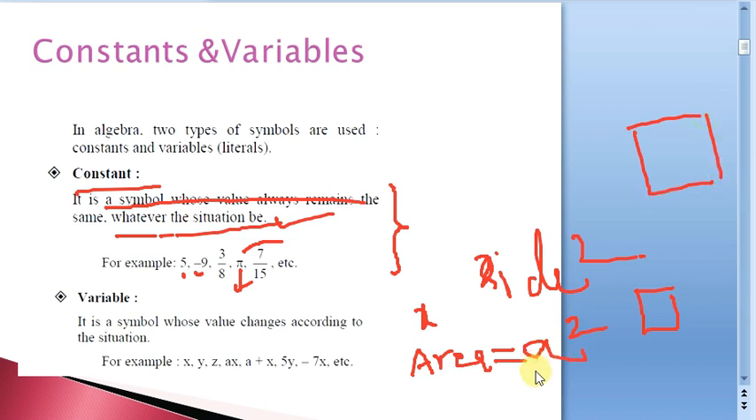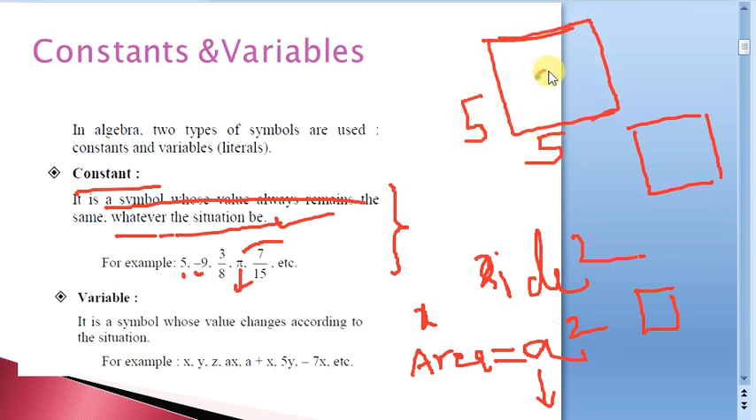If I assign a is equal to 5, what will happen? I will get a much bigger square, which has 5 into 5 area, which is 25. So depending upon the situation, a variable can take any value. The variable will be changing its value according to the situation. So this is constant and this is going to be variable. That is what we need to know before actually going into our algebraic expression definition.